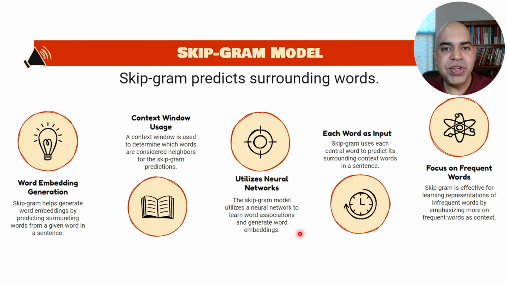Those discovered relationships are used as inputs and expected output in a neural network. Within that window, each word becomes a central word or a target word against which a context word is predicted. Skipgram is effective for learning representations of infrequent words that are defined by emphasizing more on frequent words as context. If you have the word apple, and in the surrounding words you see iPhone, iPad, these sorts of technological terms, then you realize that the word apple is not really a fruit in this context. It is the company Apple.